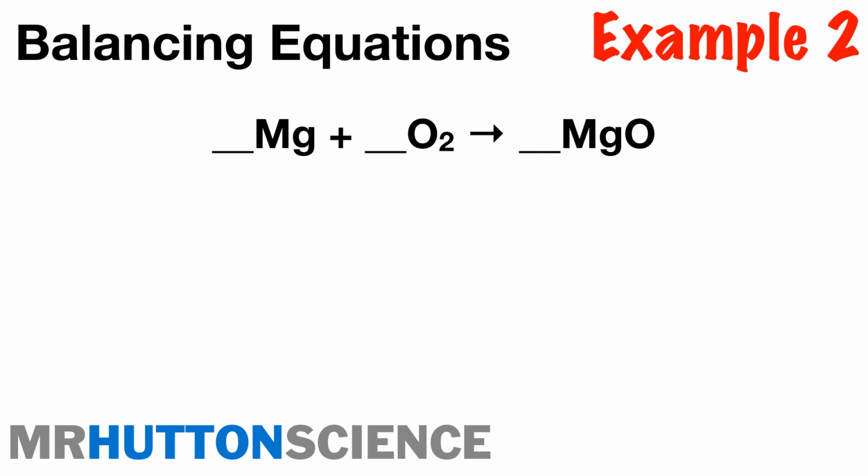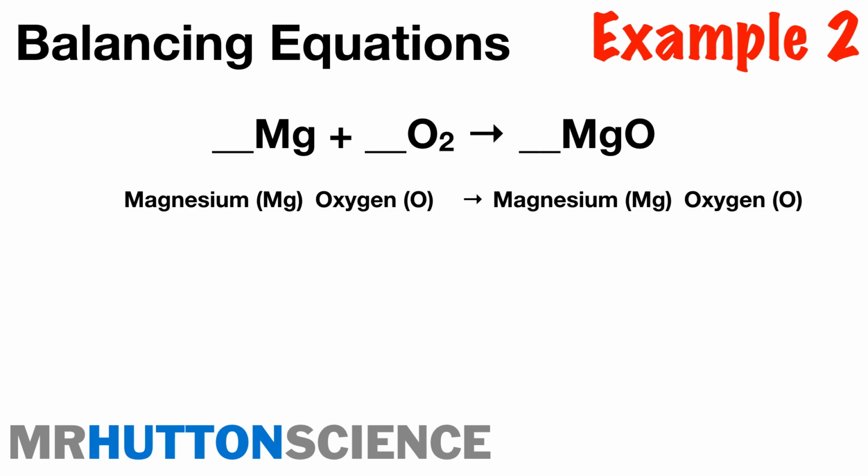Example 2. This time we've got magnesium plus oxygen reacts to give us magnesium oxide. Incidentally, where you see the arrow, we say reacts to form. Okay, don't say equals, because it's not equal. So we say reacts to form. So on the left we've got magnesium and oxygen, and on the right we've got magnesium and oxygen.